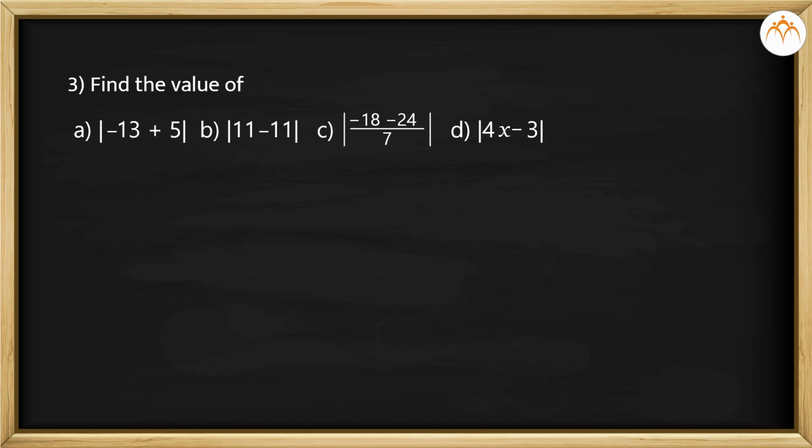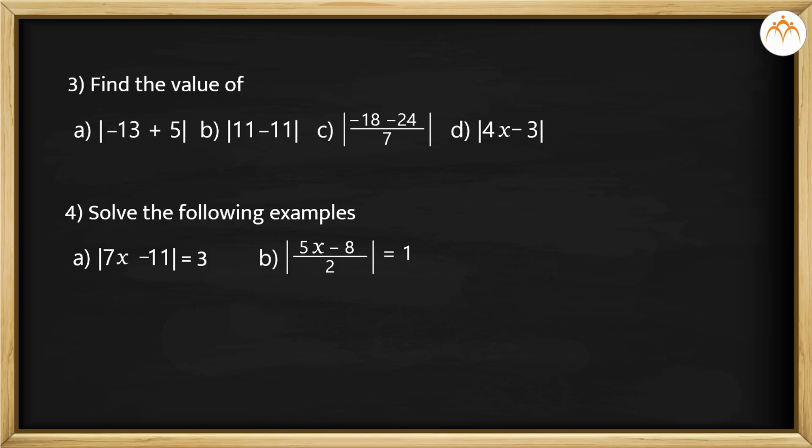Find the values of absolute value of (minus 13 plus 5), absolute value of (11 minus 11), absolute value of (minus 18 minus 24 upon 7), absolute value of (4x minus 3). Solve the following examples. Absolute value of (7x minus 11) is equal to 3. Absolute value of (5x minus 8) upon 2 is equal to 1.